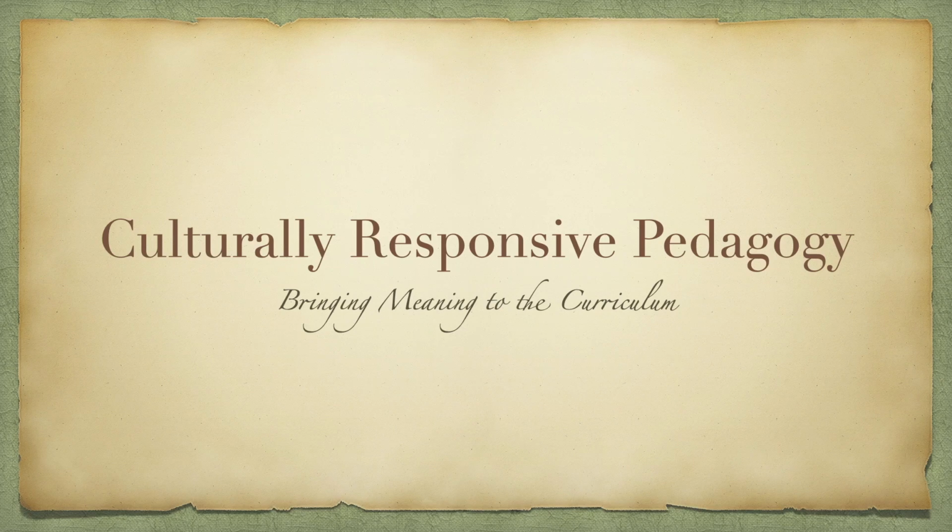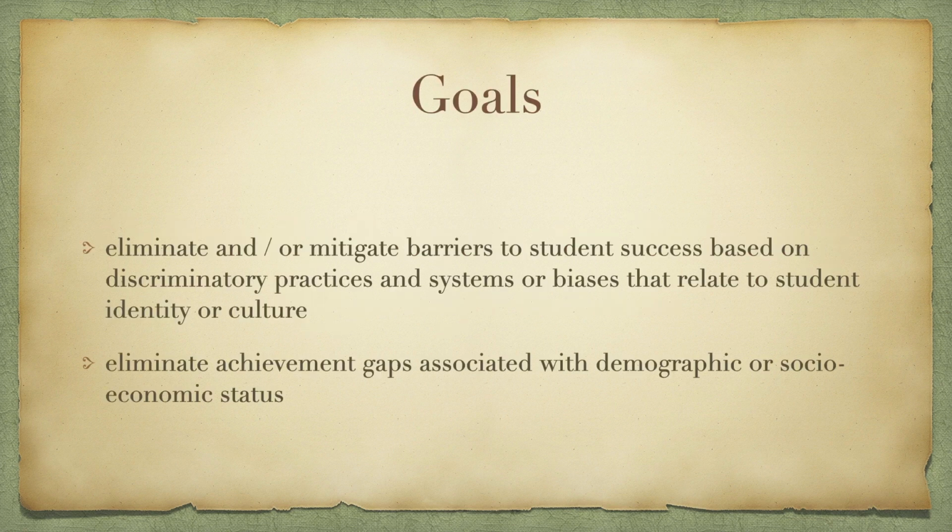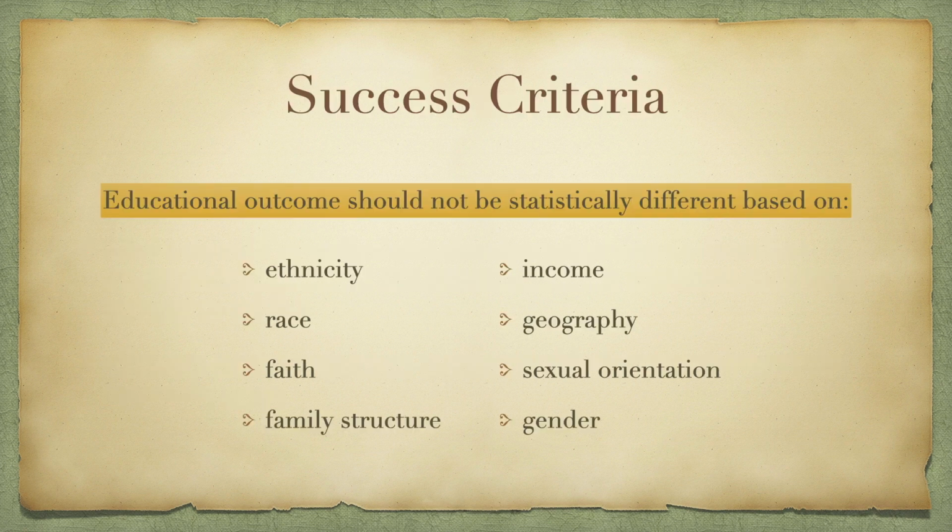In this video, we will explore culturally responsive pedagogy as a means of bringing relevance and engagement to the curriculum. The goal of culturally responsive pedagogy is to eliminate or mitigate barriers to student success based on discriminatory practices, discriminatory systems, or biases that relate to student identity or culture. Through this pedagogy, the educator strives to eliminate achievement gaps associated with demographic or socioeconomic status.